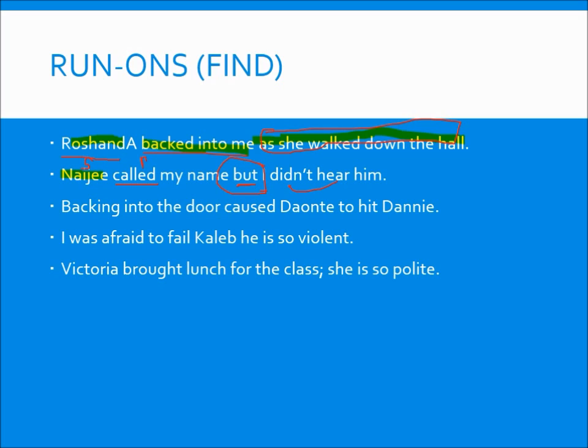Look at this. Let's get the highlighter here. As she walked down the hall. Well, as here, whenever it's at the back of the sentence, we don't need a comma. Okay, so this is at the back of the sentence. Now, if I would have done this at the beginning and said, as she walked down the hall, comma, Roshonda backed into me, I would have needed a comma. But we actually stuck this at the back of the sentence. But the point is that we have a subject, Roshonda, and we have a predicate here, she backed into me. So you have a complete sentence.